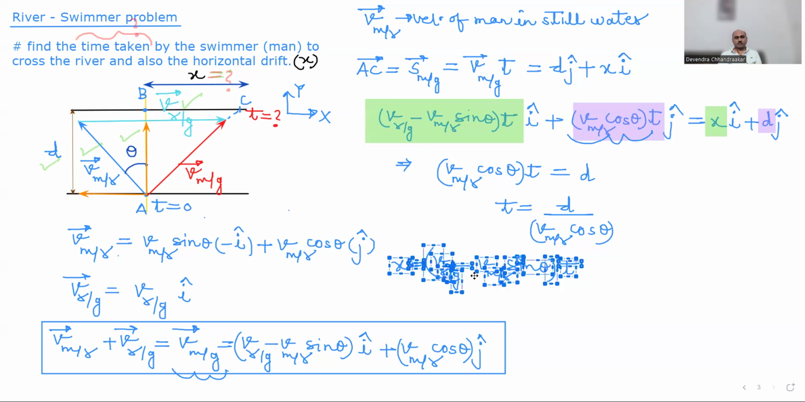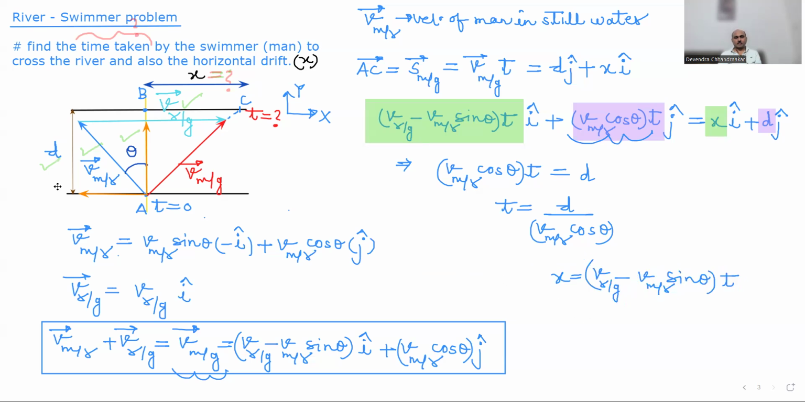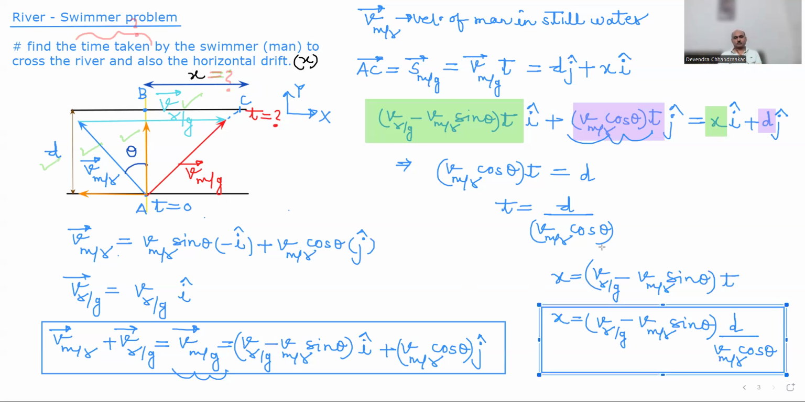Wait, how do you get this X? Okay, so what value of X did you get here, son? You know VRG, you know VMR sin theta, and you also know T. What is T? It's D upon VMR cos theta. Did you understand, children? I see the light. You see the light? Very good.